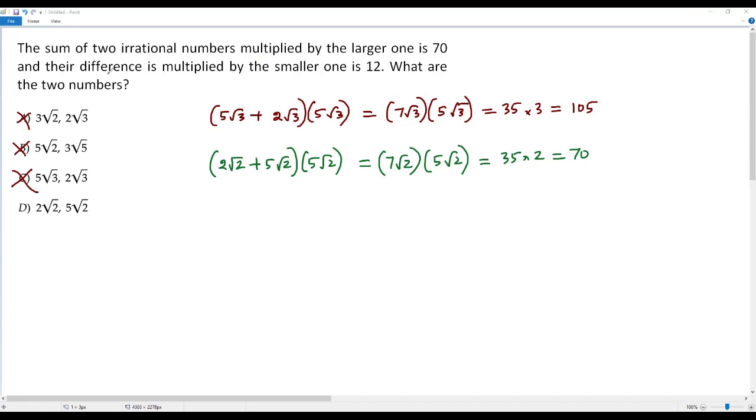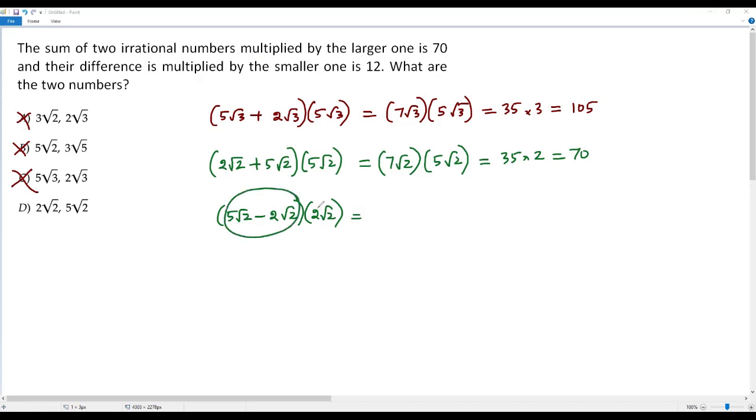So let's verify the second information as well. Now we have to get the difference, and the difference has to be multiplied by the smaller one. The result must be 12. To get the difference of these two irrational numbers, we have to subtract the smaller one from the bigger one. That is 5 times square root of 2, minus 2 times square root of 2. It has to be multiplied by the smaller one. The smaller one is 2 times square root of 2.